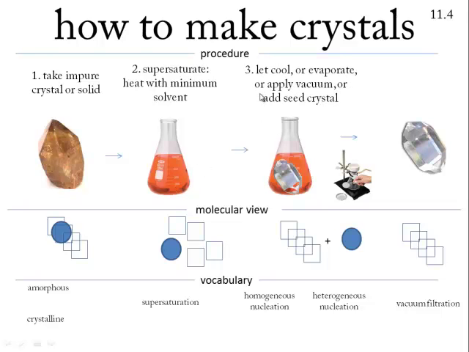And then the third step is we let it cool, or perhaps evaporate it, remove some of the solvent. Or even if you want to, you can apply a vacuum or a seed crystal. Either way, you can get that crystal to come out. Since it's supersaturated, it has to come out one way or another. After all, there's more dissolved material in there than it can normally handle.